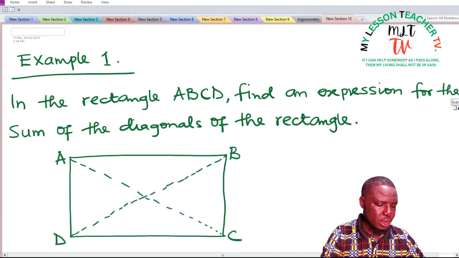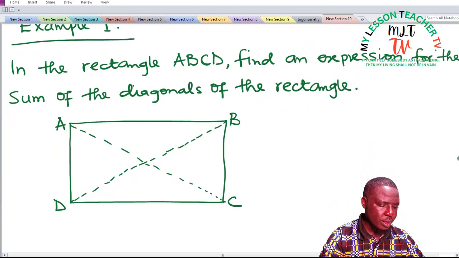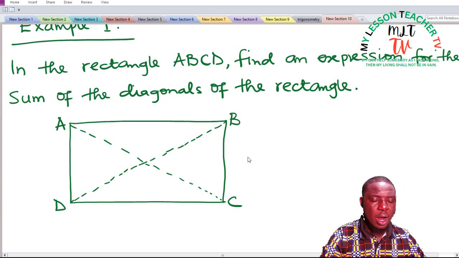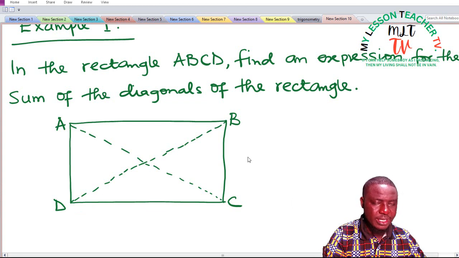Example 1 reads: in the rectangle ABCD, we are to find an expression for the sum of the diagonals of the rectangle. Now we have the rectangle ABCD and we have two diagonals, AC and BD. So how do we solve this? I'm going to apply the Pythagoras theorem and the trigonometric ratios in solving this.